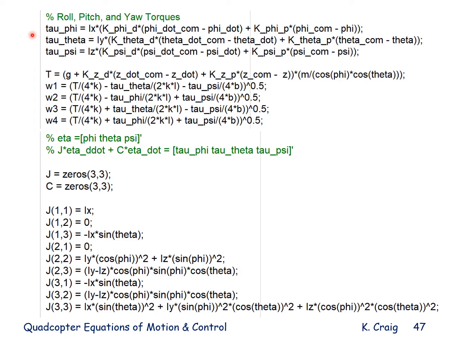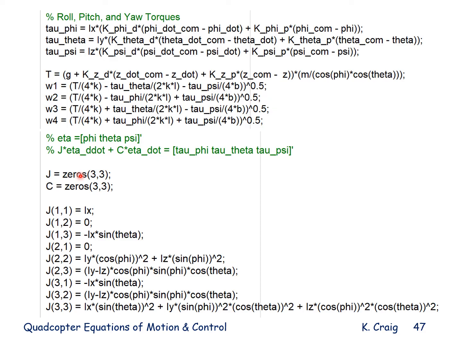The roll, pitch, and yaw torques for phi, theta, and psi are shown here. They are the outputs of the phi, theta, and psi PD controllers. The thrust T is the output of the altitude PD controller. W1, 2, 3, and 4 are the propeller speeds.